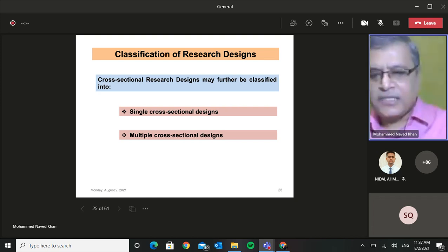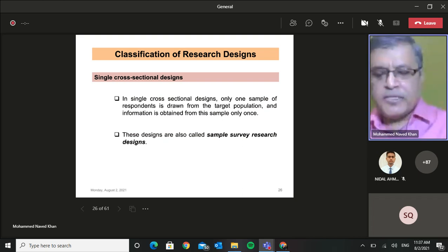Cross-sectional designs, just now we saw in the earlier slide that there are two possibilities. We can go for single cross-sectional designs or we can go for multiple cross-sectional designs. Again, as the name itself is indicating, in case of single cross-sectional designs, there is only one sample that is drawn. In case of multiple cross-sectional designs, more than one sample is drawn. So let us see what is the methodology that is adopted so as to draw the sample.